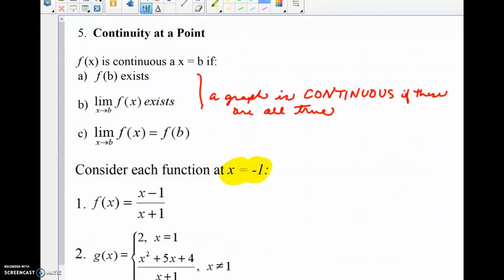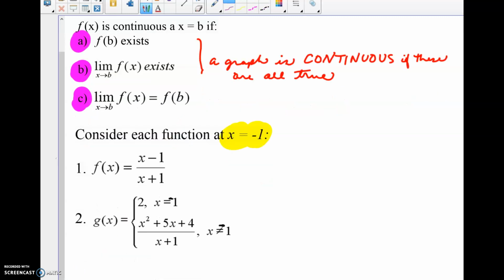We say a graph or a point has continuity if these three things exist. Number one, the function exists at place B. Number two, the limit exists at place B from both sides. Number three, the limit at B is exactly equal to the function at B. Let's check if these examples are continuous at x equals -1.